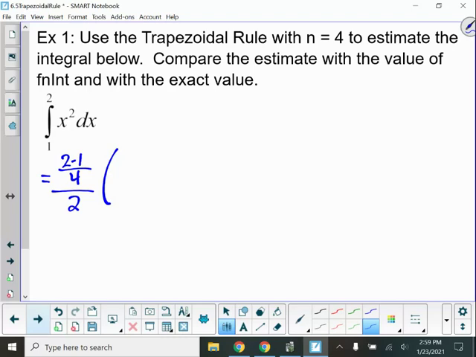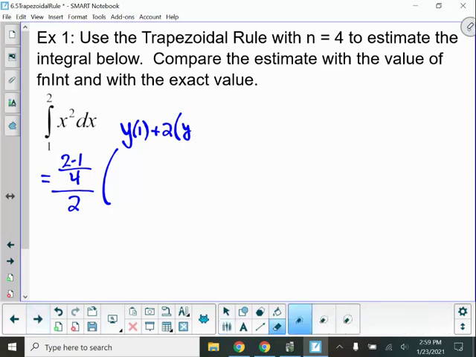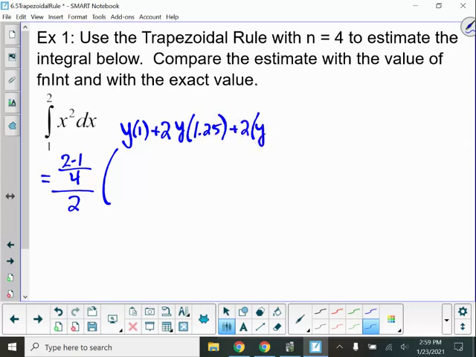So I have my y0, then 2 times y of 1.25, plus 2 times y of 1.5, plus 2 times y of 1.75, plus y of 2. I'm splitting this into 4 pieces.